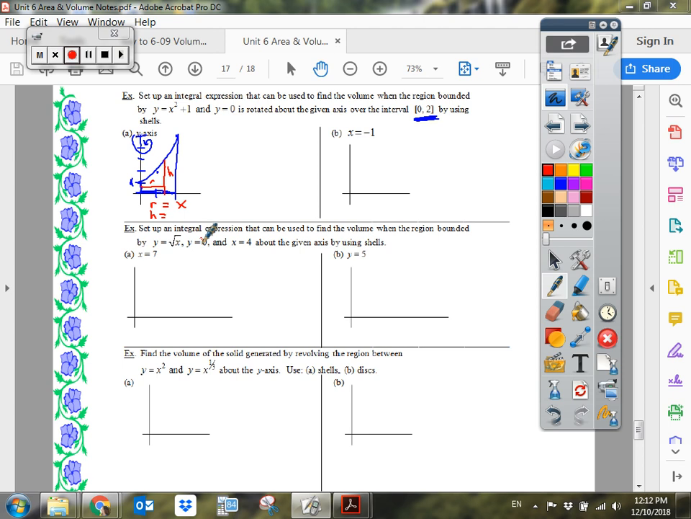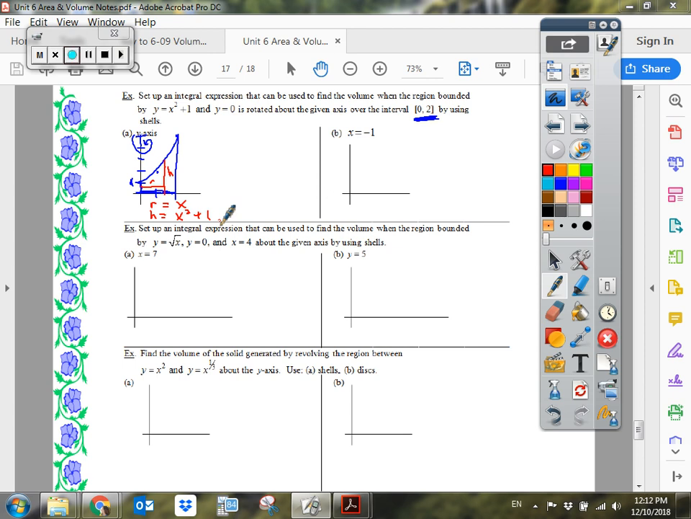H is going to be big minus little. So it would be the function, which is y squared plus 1 minus 0. So it's just x squared plus 1. So I'm going to pause there for just a second. Are we okay with how we found R and H?